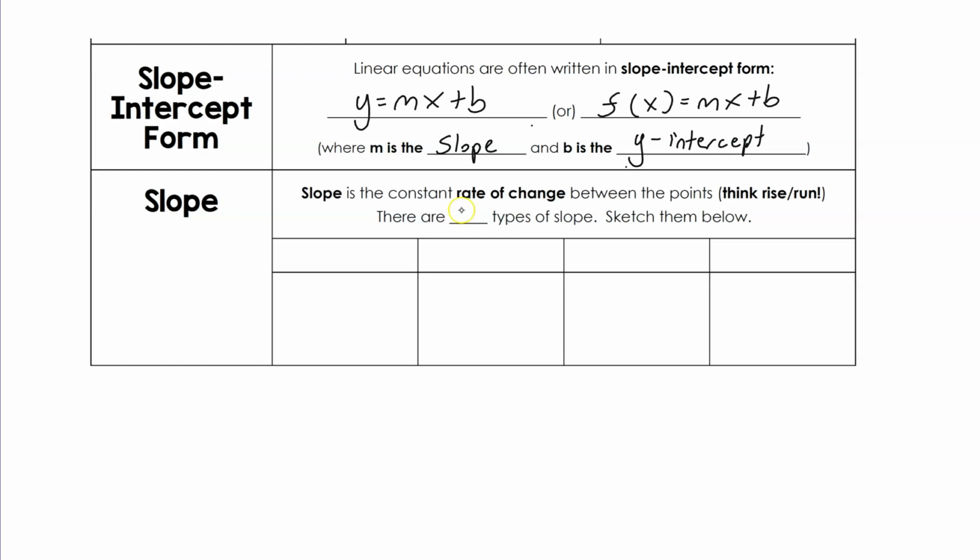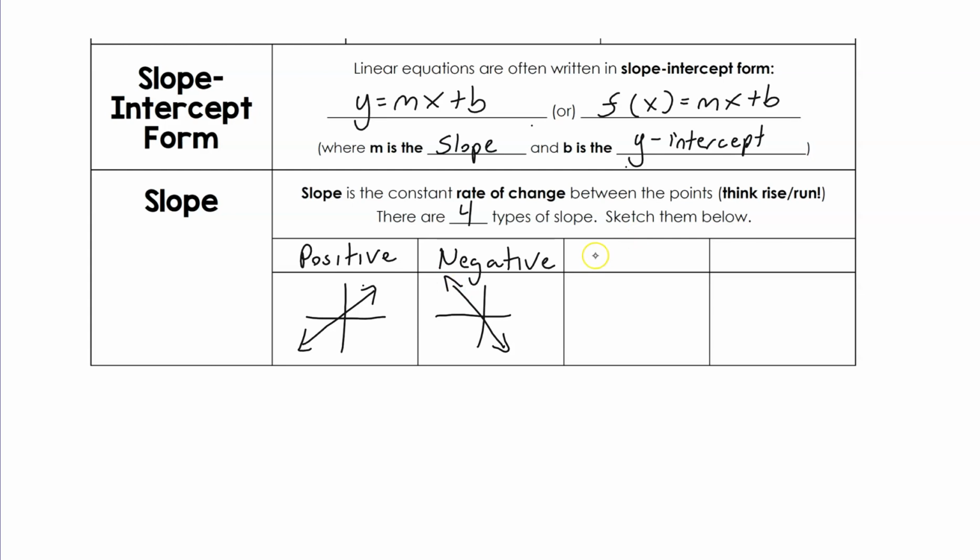All right, so there are 4 different types of slopes we're going to consider, right? The first one is called a positive slope. And a positive slope is going to be a line that goes from left to right but goes up. That is our positive slope. Next kind is our negative slope. That'll be a line that goes from right to left but goes down.